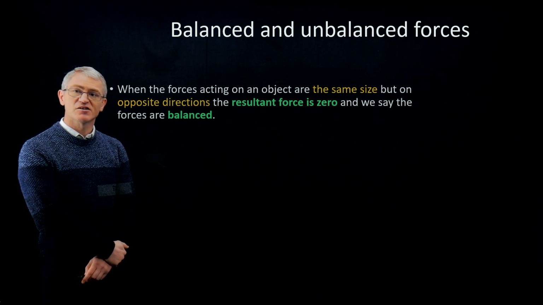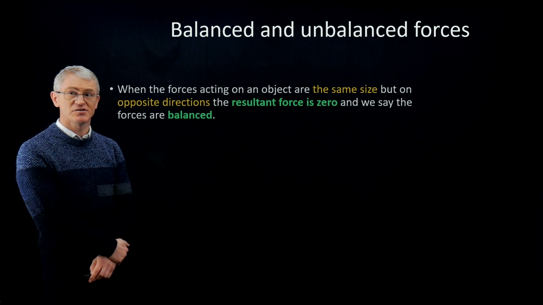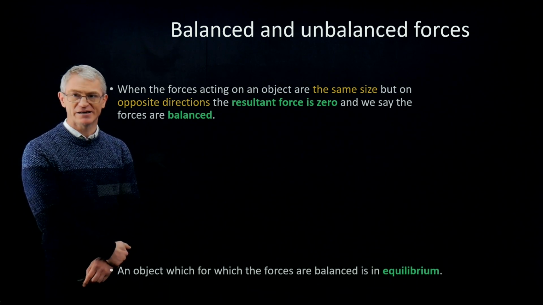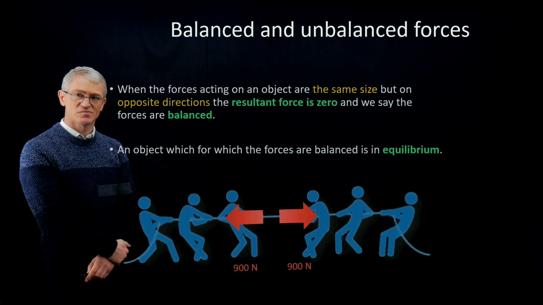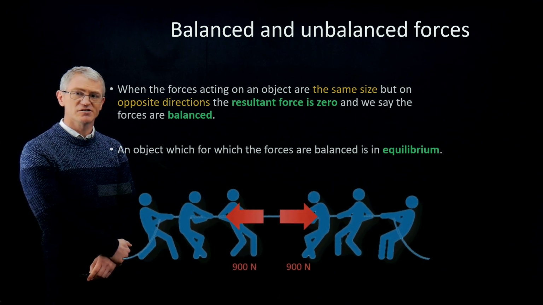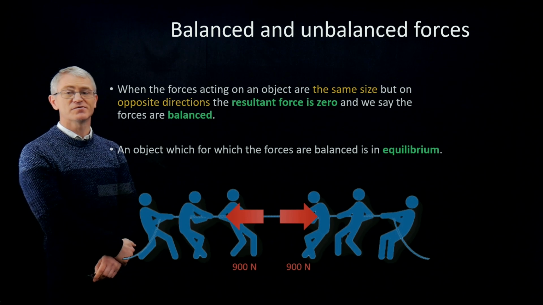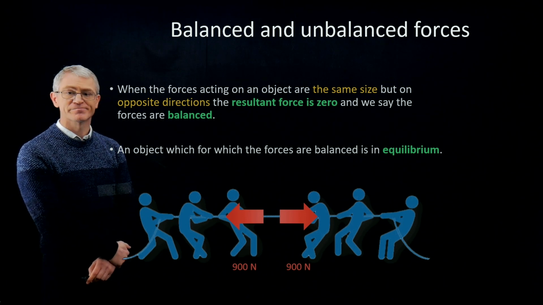When the forces acting on the object are the same size but in opposite directions, the resultant force is 0, and we therefore say it is balanced. That means the forces are balanced, and it's known as being in equilibrium. So they're both pulling at 900, and therefore this is in equilibrium, and the forces are balanced.